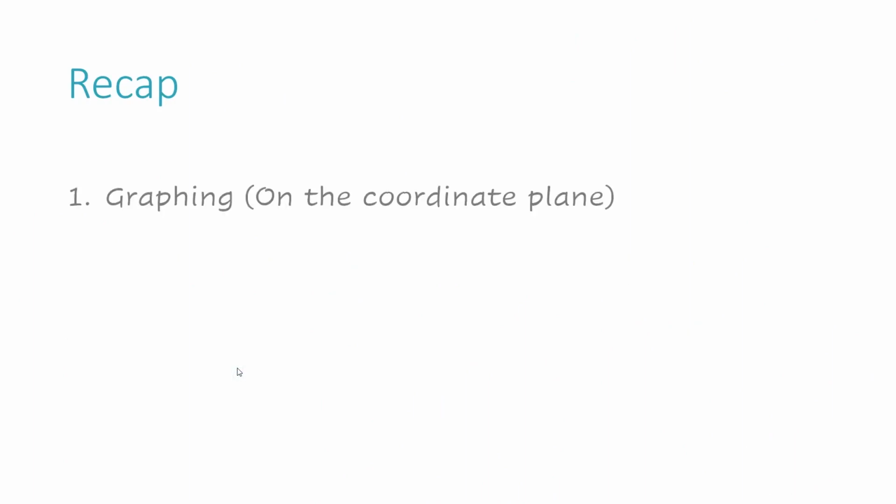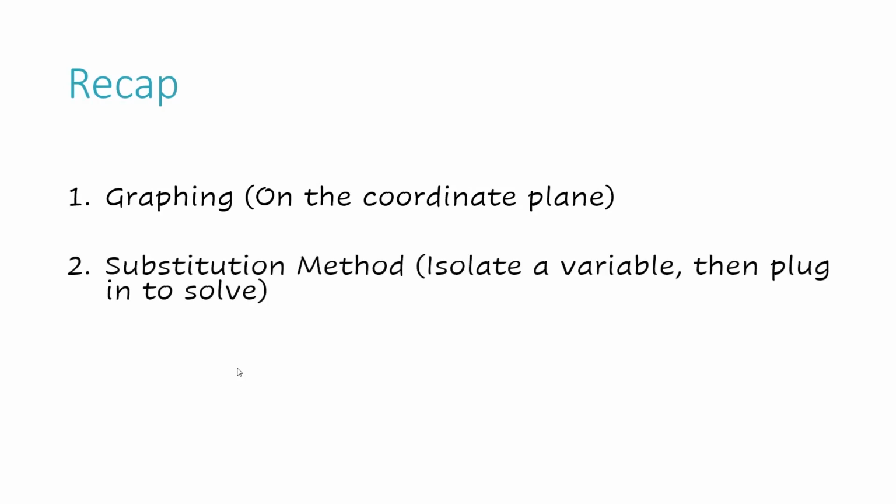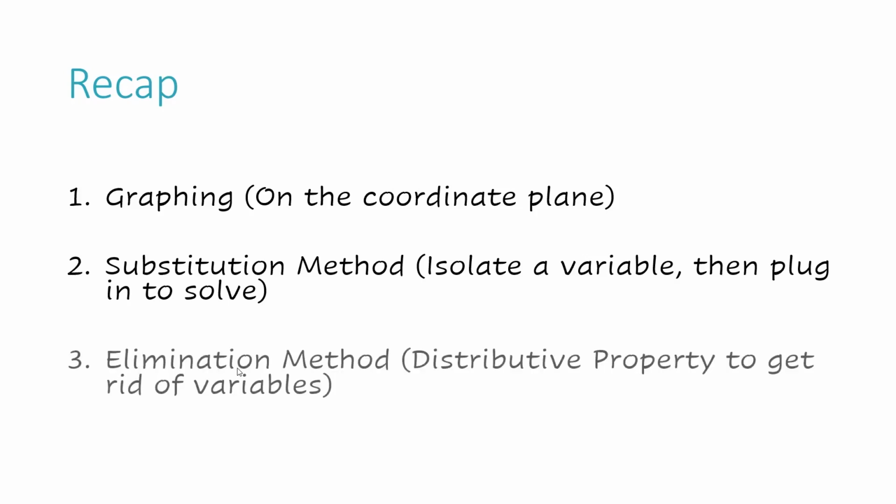Let's take a recap. When you're solving a system of equations, you can solve by graphing, and you're going to do that on the coordinate plane. You graph the lines of each equation, and you figure out the point where they intersect. You can also solve by the substitution method. That means you're going to isolate a variable and then plug the answer for that in to solve. You can also use the elimination method. This means use the distributive property to get rid of variables.